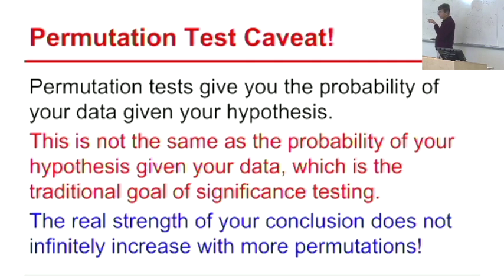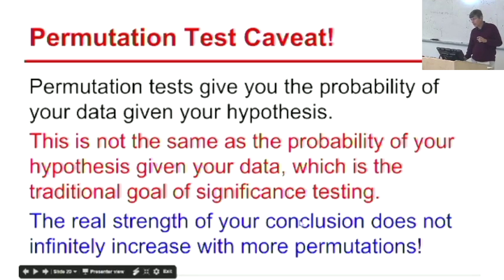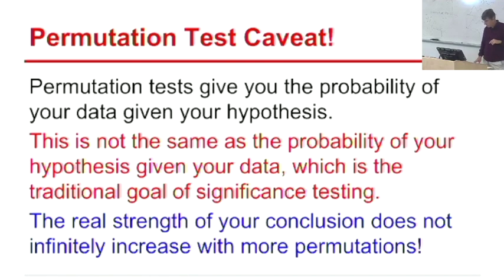Does everybody see that? But it doesn't necessarily mean that your conclusion is getting stronger and stronger the more you run it. The question of whether or not the relationship between men and women is real isn't really getting more true the more random samples you're running, if you keep the computer running for 5 days or 10 days. So recognize that it's easy to get an artificially impressive p-value by constructing an infinite number of permutations. Any questions about that?